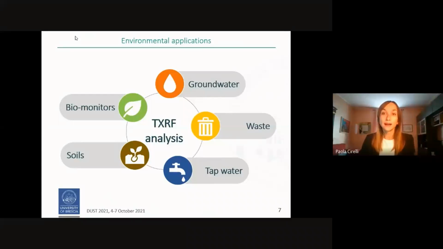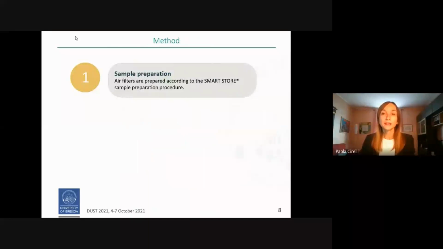Thanks to its higher sensitivity, it is possible to determine the TXRF is also suitable for the direct analysis of air filters, prepared according to the procedure called Smart Store. And this is the core of my research. In order to perform a direct quantitative analysis of air filters, the sample is prepared according to the Smart Store procedure that allows a direct analysis of the sample without any chemical pretreatment.